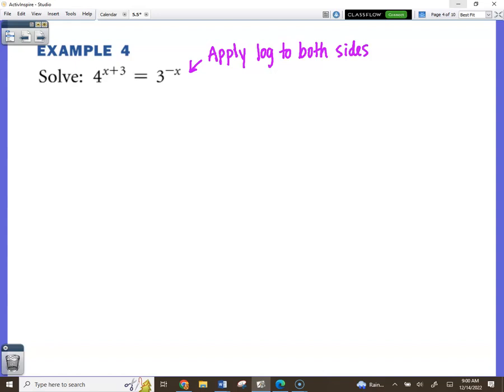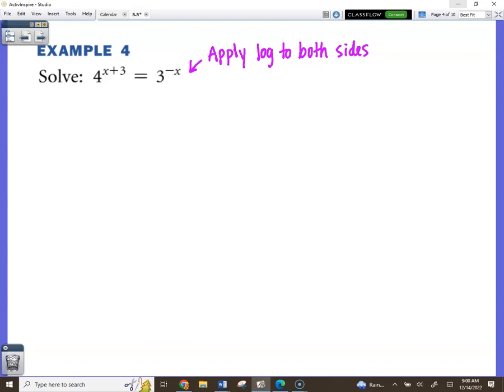So remember in math, you can do whatever you want as long as you do it to both sides, right? Okay, so I could go in there and I could apply tangent to both sides if I wanted. Wouldn't make sense to do that, but I can do it, right? I'm going to apply log to both sides. Why log? Well, because these are exponential, and what's the inverse of exponential? Log. So it's the same concept, okay?